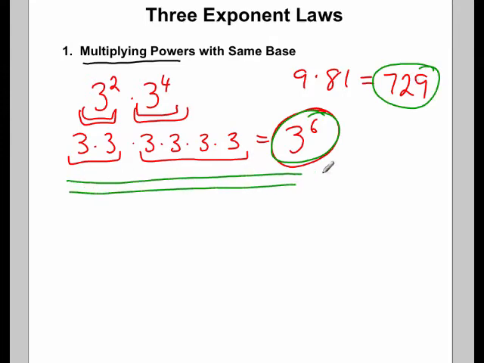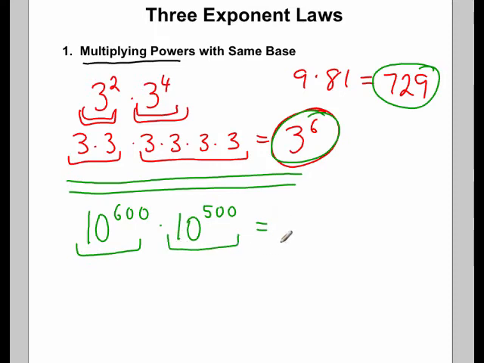Well, remember, exponents are used often for very large and very small numbers. So for example, if I had 10 to the 600 exponent, this is a huge number. Your calculator probably can't even handle it. And I wanted to multiply that by 10 to the 500. Can I come up with an answer here? Well, I'm going to have 600 multiplications of 10 times 500 multiplications of 10, which should be 1100 multiplications of 10.